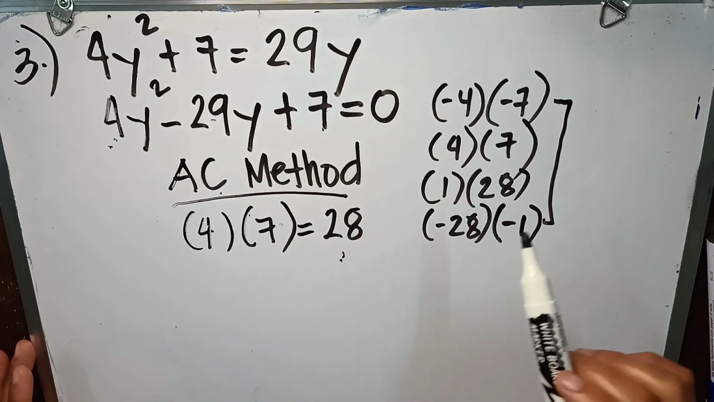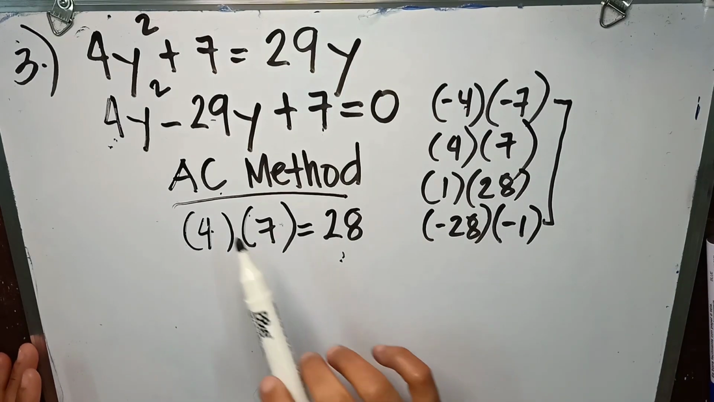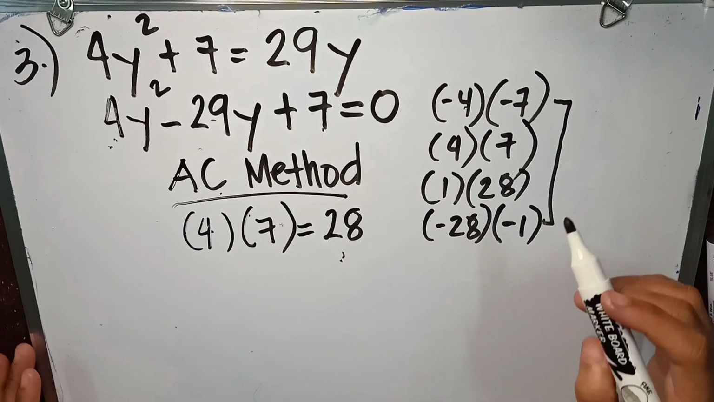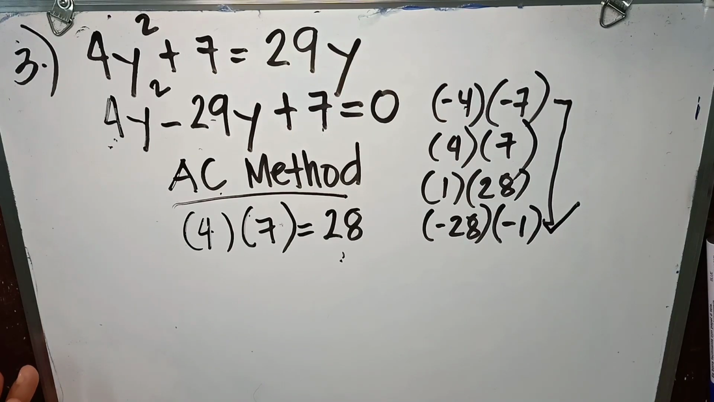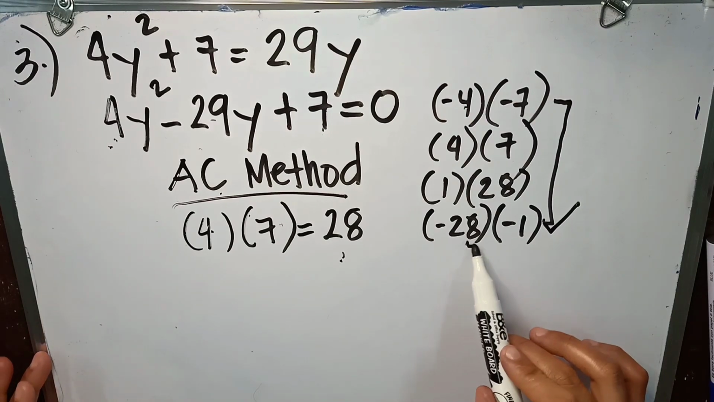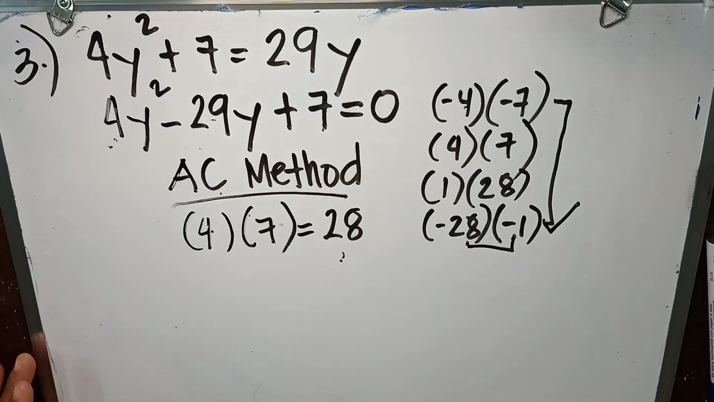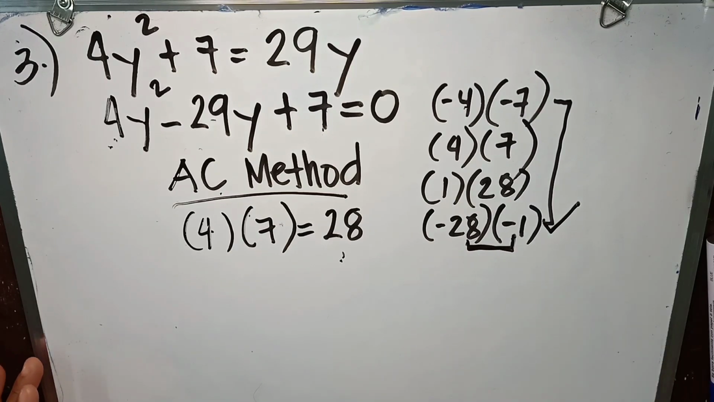Now, if we are going to add, the answer must be negative 29. So, the correct pair is negative 28 times negative 1, because if we add them, the sum is negative 29. Okay? So, this is the one we will choose.